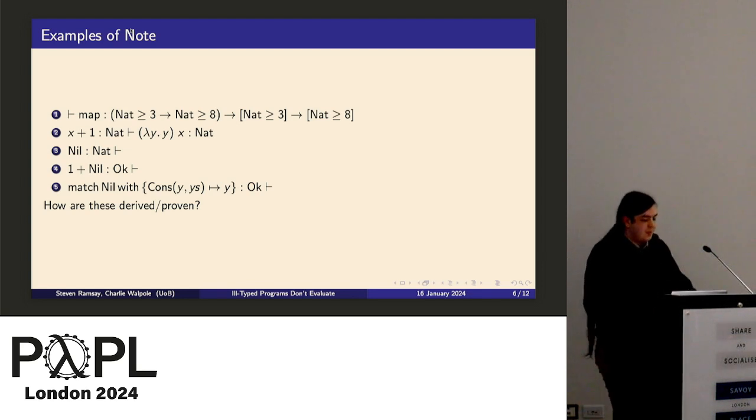Number 3 gives us our first example of negative reasoning. So you can read this as: if the empty list evaluates to a natural number, then false. That is, this is saying that the empty list is not a natural number.